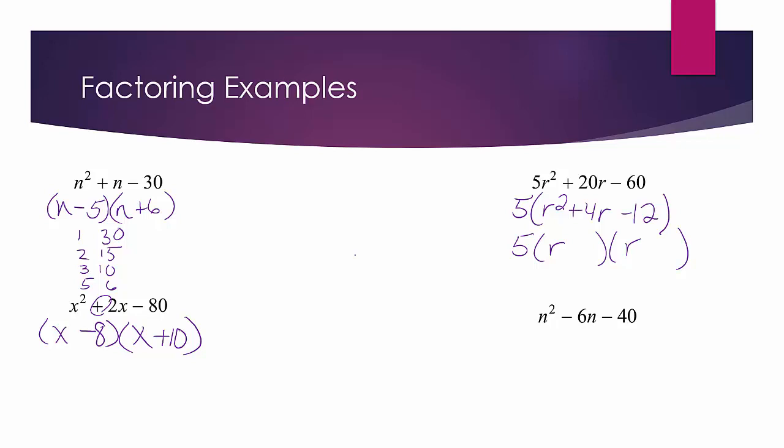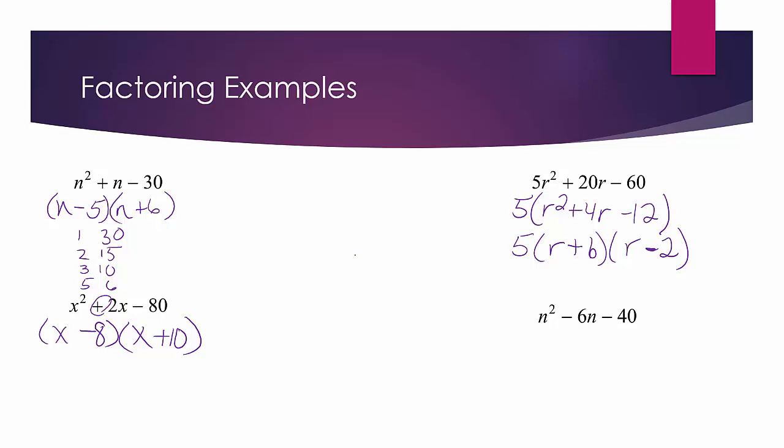So 12 goes in, so 6 and 2. We've got the minus sign and the plus sign, so the plus sign is going to go on the bigger number and the minus sign is going to go on the smaller number. And we're done. It's like magic.